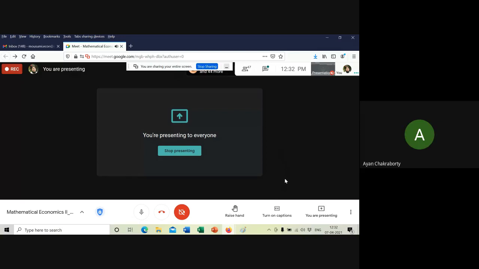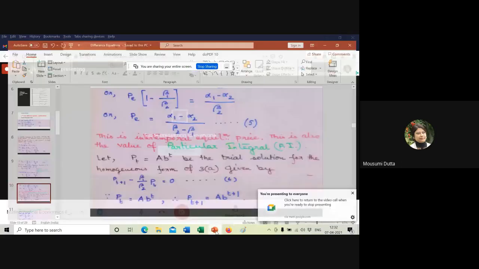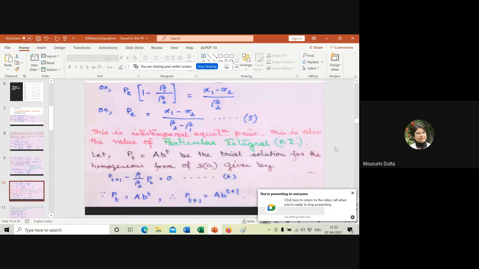Yes, ma'am. So you took Ab to the power t common? When we take Ab to the power t common, what will be the shape of the equation? Ab to the power t into b minus beta 1 by beta 2 is equal to 0. Yes, ma'am. Very good.